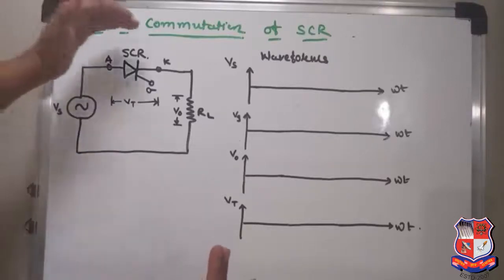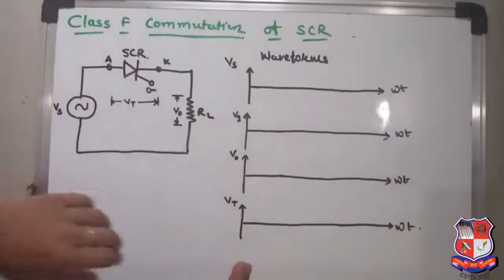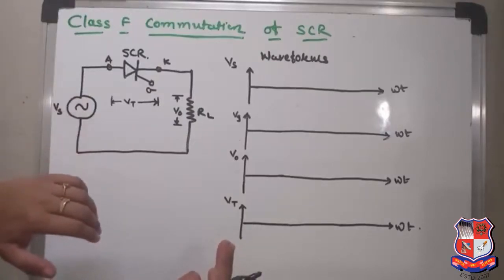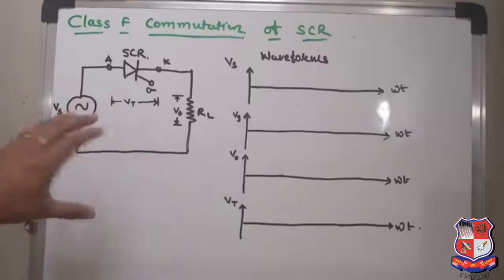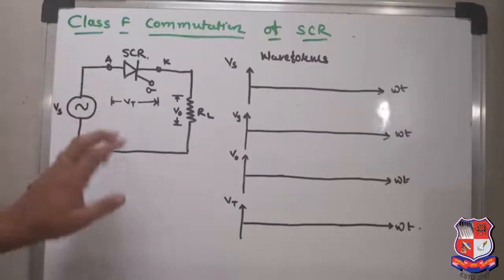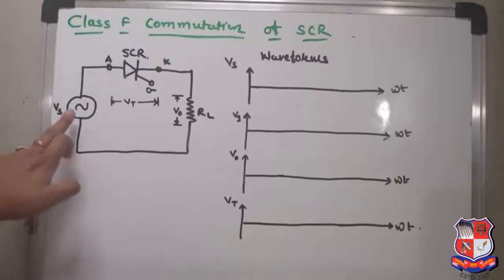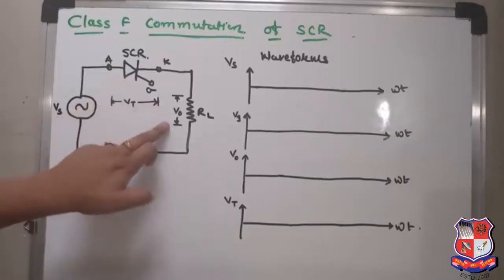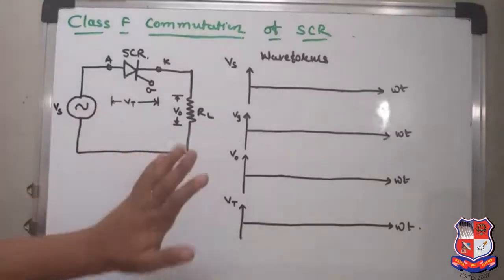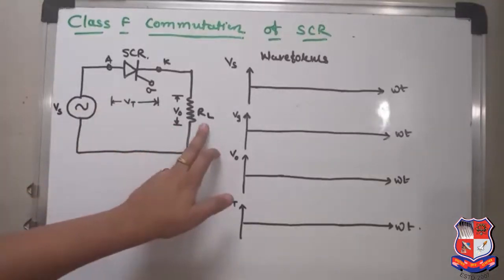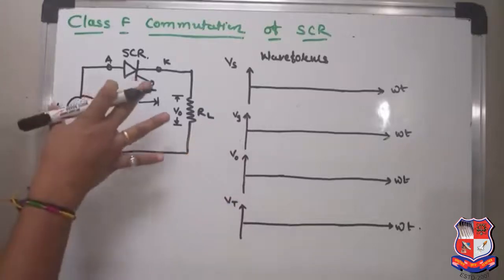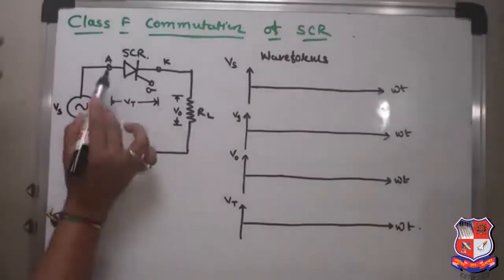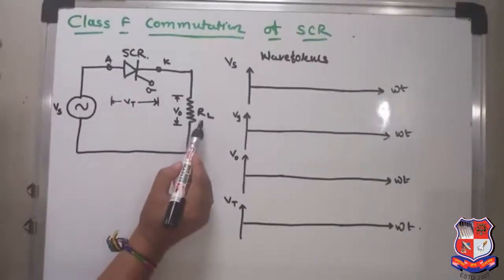Now class F commutation belongs to natural commutation. Let's discuss class F commutation in brief. See here, a class F commutation circuit is given. Here is the input supply, that is the AC supply, and the SCR is connected in series with the load, and my load is a resistive load. So that is the circuit for class F commutation. The SCR is connected in series with the resistive load.